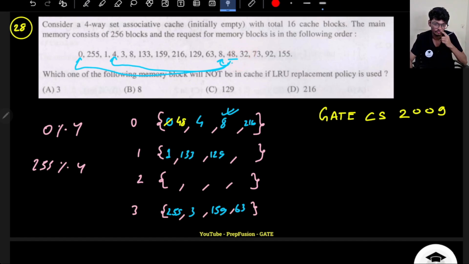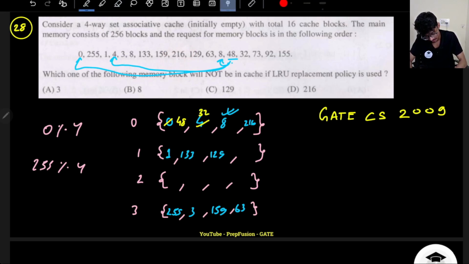Next I am calling 32. So again 32 mod 4 is 0. Now which one is the least recently called? 48 is recently called, 8 is recently called, so my 4 is the least recently called now. Where is 216? 216 is here. So 4 is the least recently called, so I will replace my 4 with 32.